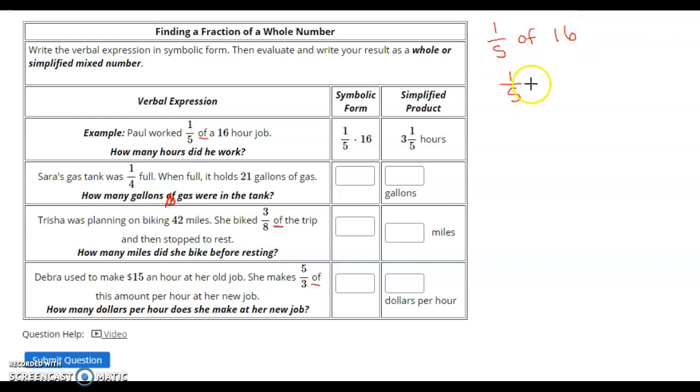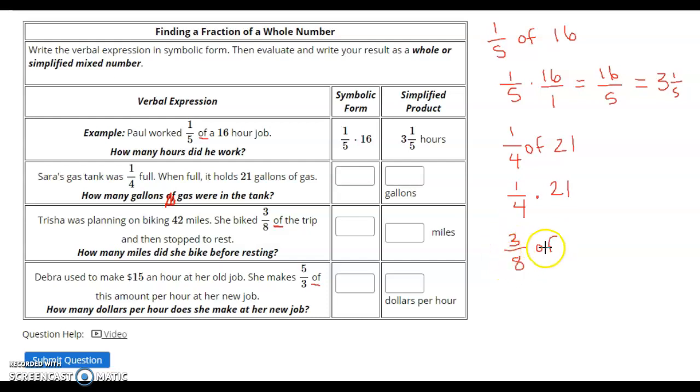So when it says 1/5 of the 16, that means we're going to multiply. So 1/5 times 16 over 1, which would be 16/5, and here they want it as a mixed number, so you can just write that as 3 and 1/5. Similarly down the line, 1/4 of a tank, well, that's 1/4 of 21 gallons. What does "of" mean? It means multiply, so 1/4 times 21. We have 3/8 of a trip, so 3/8 of 42.